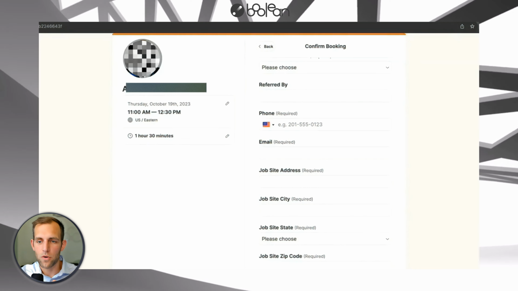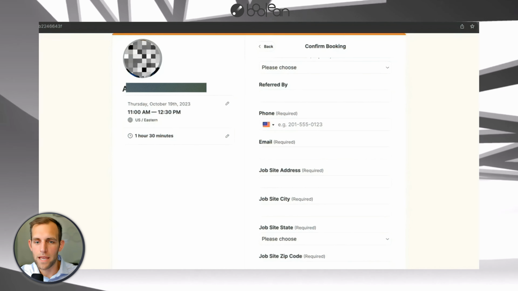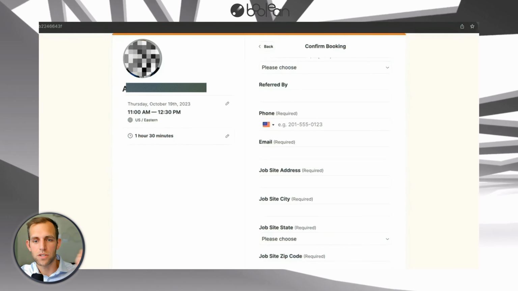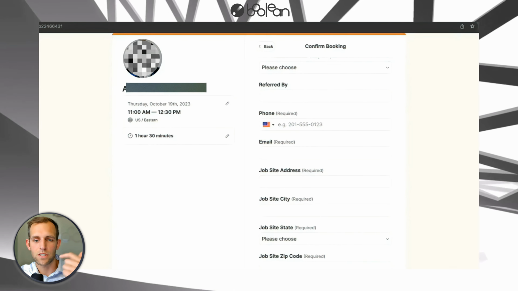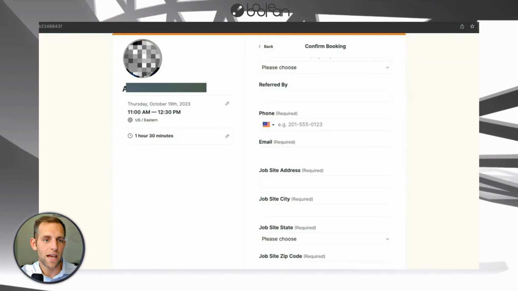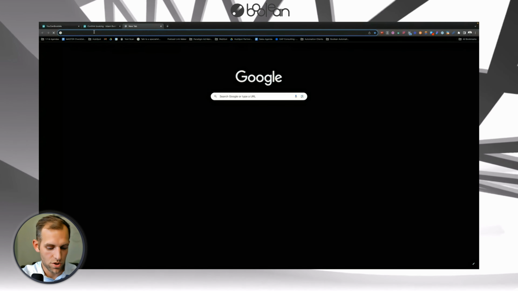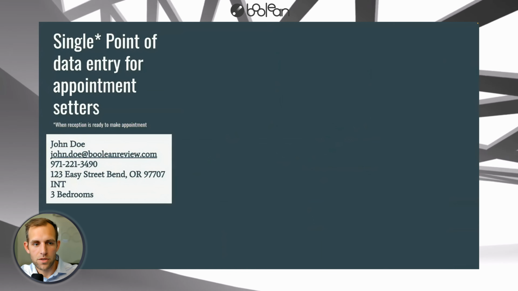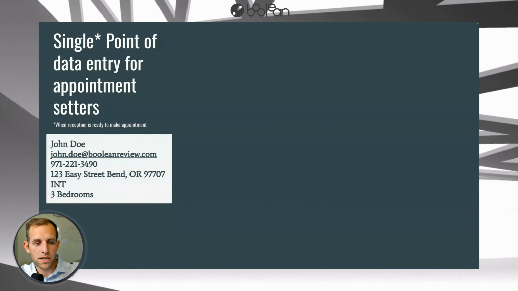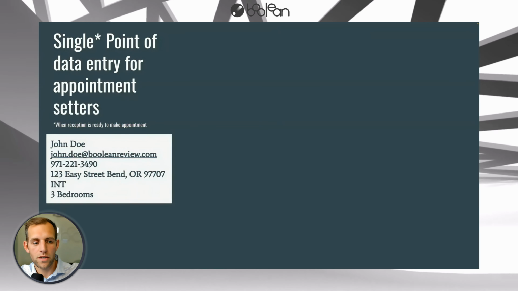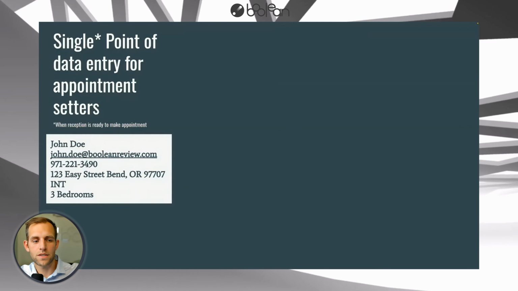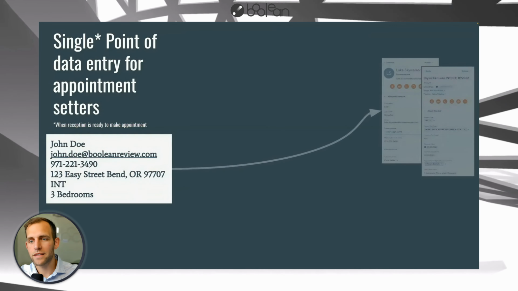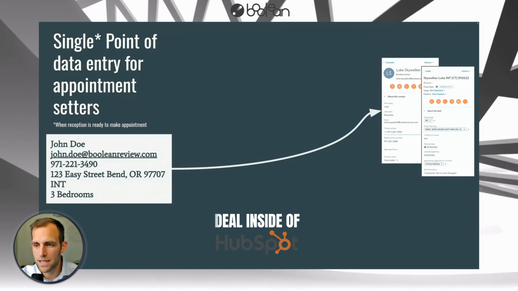And then from this form, you could use a tool like Zapier or Make to automatically send the information in this form to your CRM system to create a contact. You can create a deal. In fact, I even have a diagram that I'll show you. You can use that You Can Book Me form as the single point of data entry for your appointment setters. So I put in John Doe's information, all the address, the details of the project, their phone number, email, all that. And then I can have it automatically create the contact and the deal inside of HubSpot.